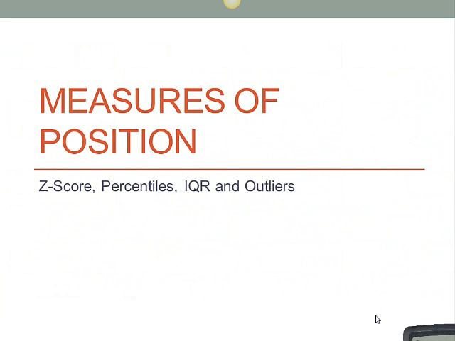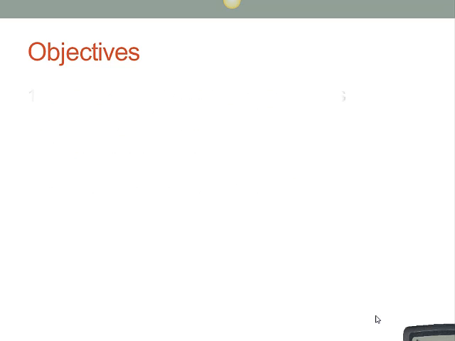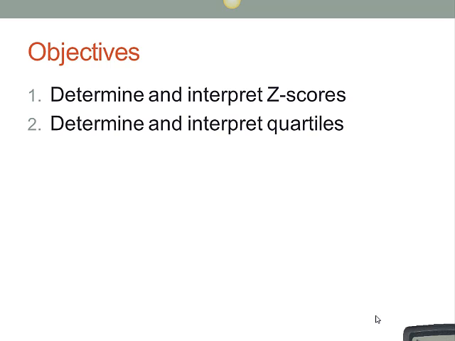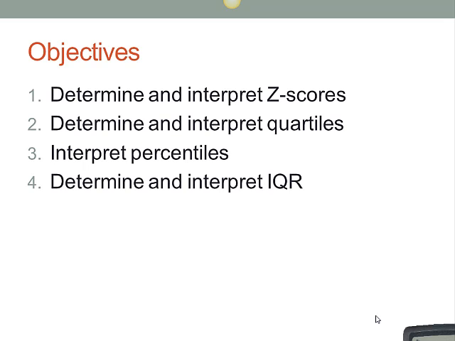In this lesson, we're going to look at measures of position. In particular, z-scores, what that means, percentiles, IQR, and outliers. The objectives here are that you can determine and interpret a z-score, determine and interpret quartiles, interpret percentiles, and determine and interpret IQR, which stands for interquartile range. And also check for outliers.